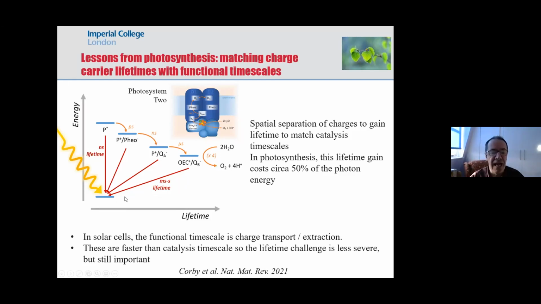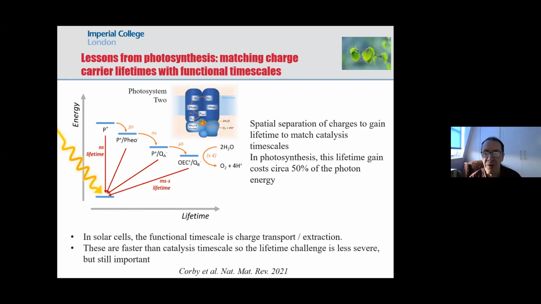But the plants have this challenge that the excitons, the excited states, the chlorophyll excited states in a plant typically live for nanoseconds, whilst the functional timescale required for the charges to do something useful, i.e. catalysis in this case, is milliseconds to seconds. In order to gain the lifetime to drive the catalysis, the plants separate the charges. They have a redox relay which separates charges in a series of steps, rather like those donor acceptors in the organic solar cells, and that gains lifetime. And that gain of lifetime enables the photons to drive the catalysis. But that gaining of lifetime costs energy. So the plants use around half the energy absorbed from the sun to gain the lifetime to drive the function.